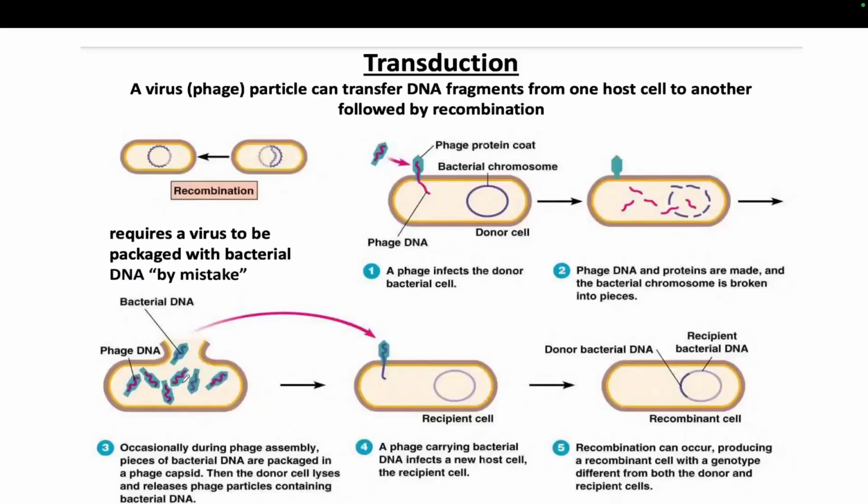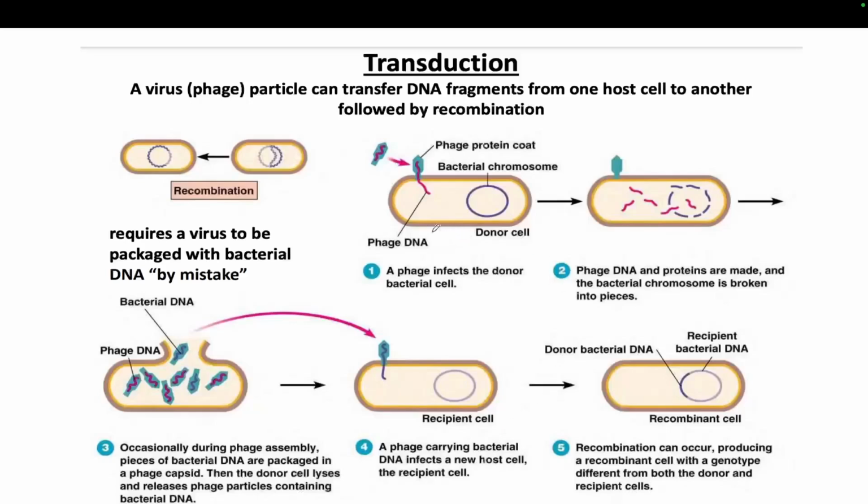So after multiplying, what is happening? Whatever DNA is present goes into each of the bacteriophages. Once the cell is lysed, each bacteriophage can go and infect another bacterial cell. While infecting, it also transfers the genetic material of one bacterium to the other bacterium, which is called the recipient cell, which acquires this genetic material. A phage carrying bacterial DNA infects a new host cell, the recipient cell. And last, recombination can occur, producing a recombinant cell with a genotype different from both the donor and recipient cell. So this is the transduction process.